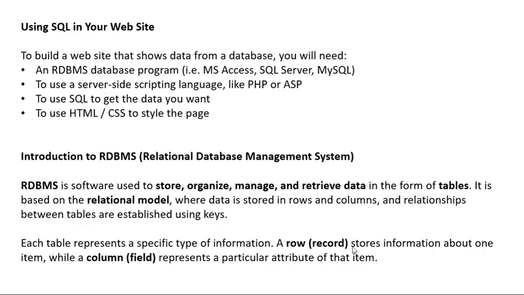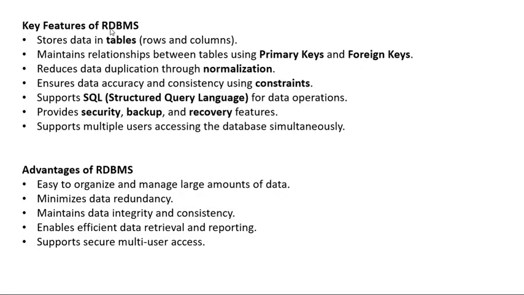A row is a record that stores information about one item, while a column, also called a field, represents a particular attribute of that item. The key features of an RDBMS are that it stores data in tables, row-wise and column-wise, and maintains relationships between tables using primary keys and foreign keys. It also reduces data duplication through normalization.